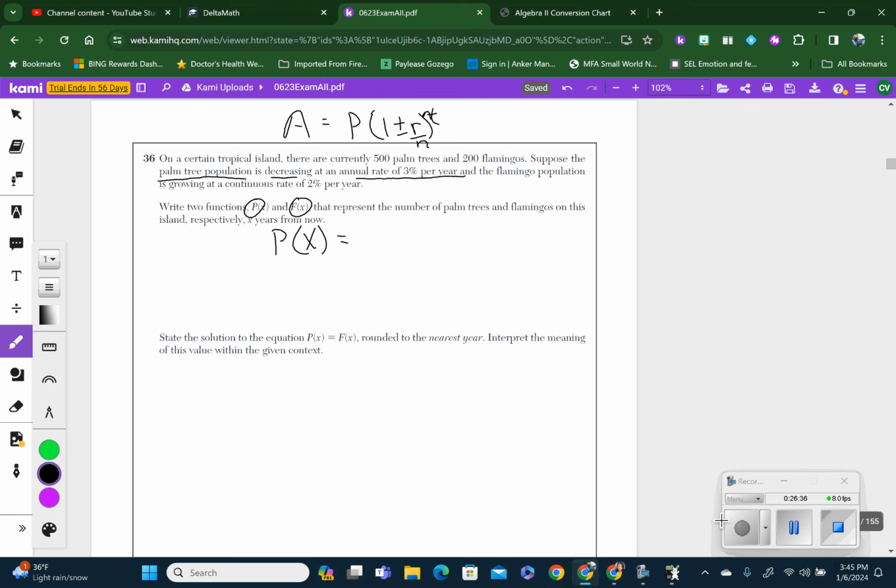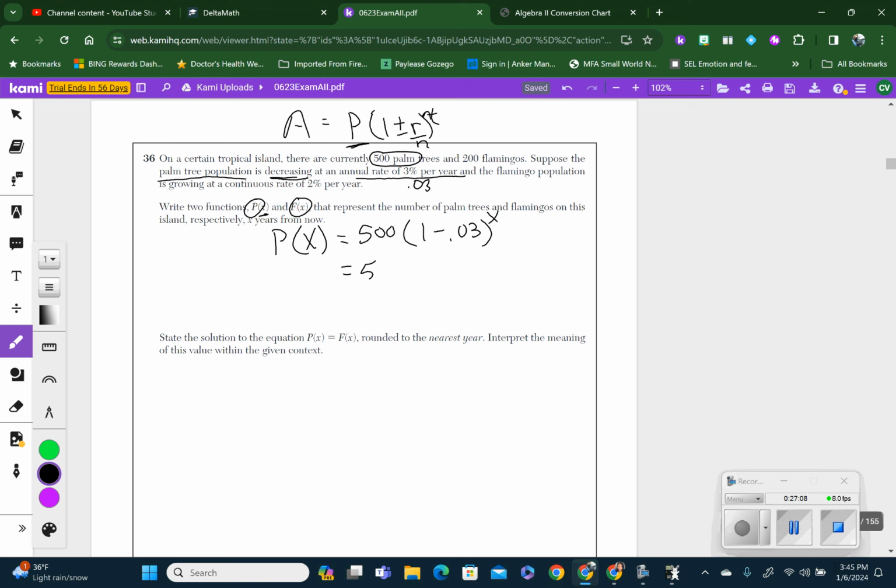P stands for my initial amount. So the palm tree starts at 500 palm trees. So I'm going to put my starting amount here. Since it's decreasing, it's going to be 1 minus at a rate of 3%. So 3% is the same thing as 0.03. So I do minus 0.03. And this is raised to the t power, or in this case, since we're using x, let's just put x here. So there's my function, 500 parentheses 1 minus 0.03 to the x.